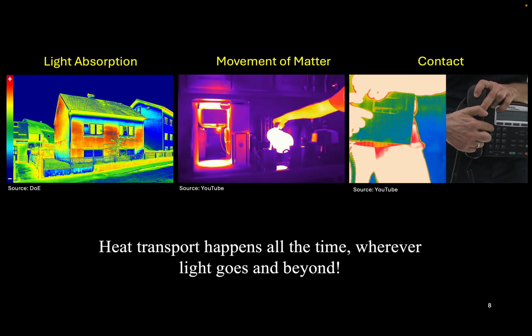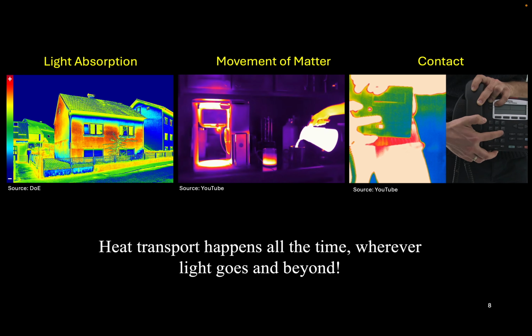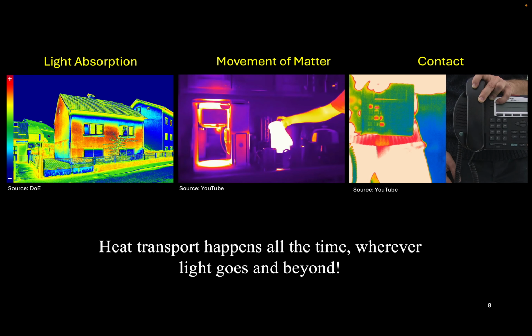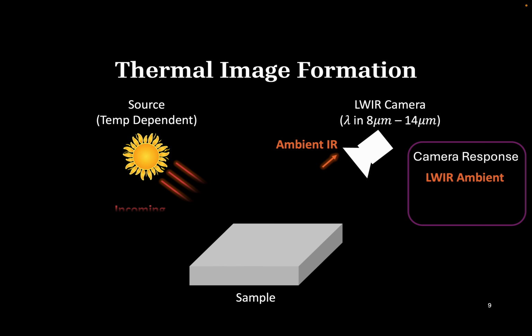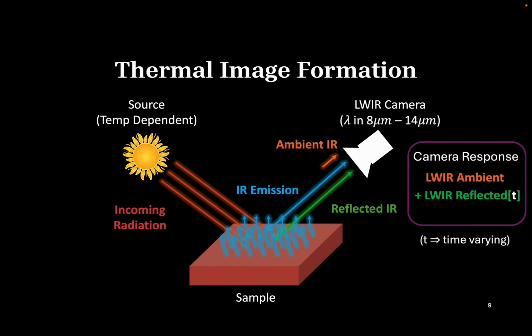But one thing for sure is heat transport happens all the time. It happens wherever light can go and even beyond through movement of fluids and contact. Thermal cameras in this case can be a useful tool as they capture radiation emitted by an object in addition to the light reflected by it. And this emitted radiation acts as a conduit to the world of heat transport that we wish to leverage.